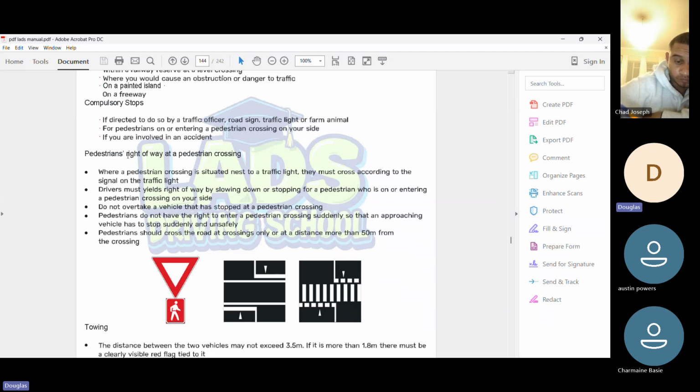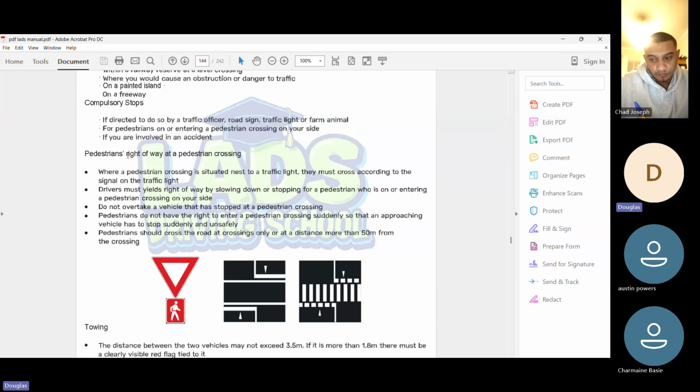Where a pedestrian crossing is situated next to a traffic light, they must cross according to the signal. Meaning if you're approaching a traffic light and you see the pedestrian light flashing green for them, but it's red for you, you need to stop to allow them to cross until the light changes and gives you right of way. Drivers must yield right of way by slowing down or stopping on a pedestrian crossing, or when a pedestrian is entering the pedestrian crossing on your side.